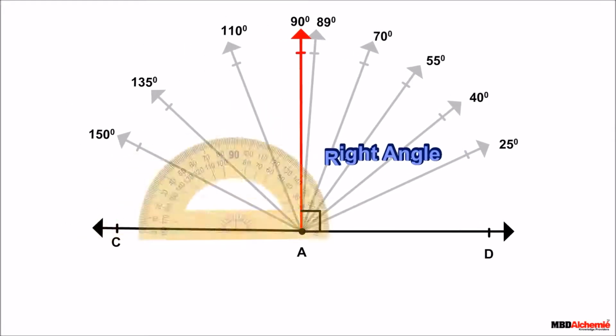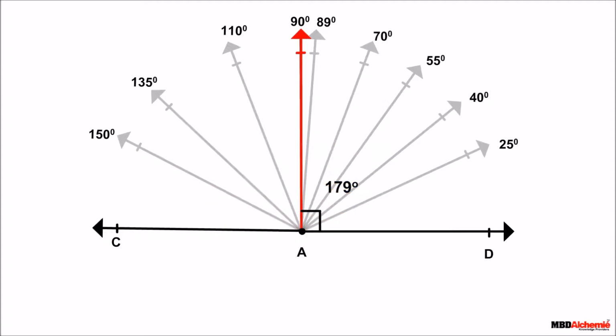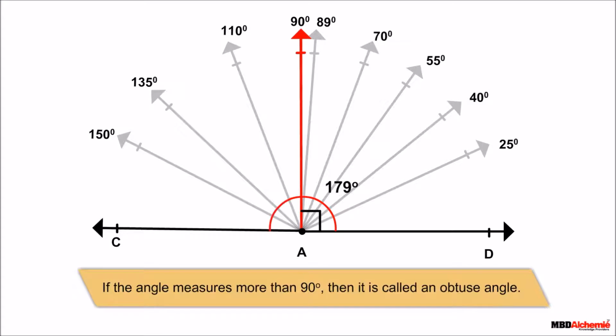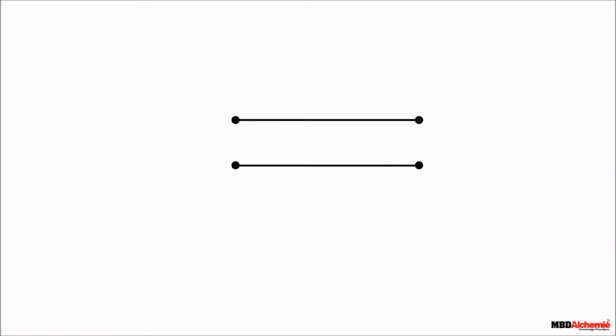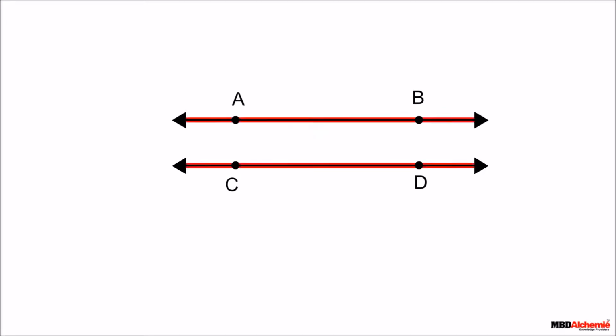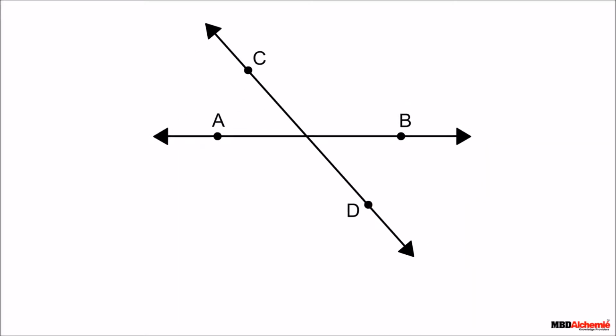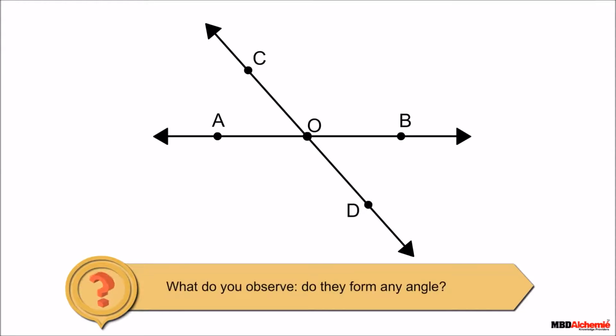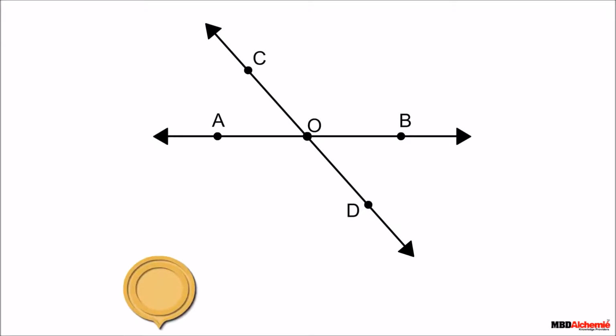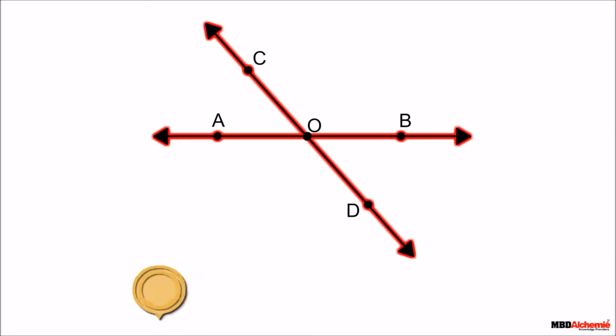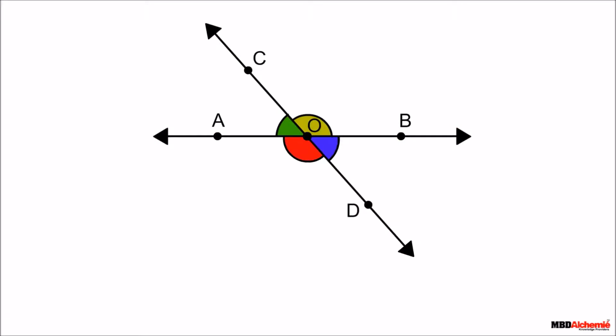If I move up this ray like this, up to 179 degrees, what kind of angle does this form? If the angle measures more than 90 degrees, then it is called an obtuse angle. Let's draw 2 line segments, which can be extended in both the directions to form 2 lines like this. If I place these lines in such a way that both lines intersect each other at point O, then what do you observe? Do they form any angle? And if yes, then how many angles? These lines form 4 angles: number 1, angle AOD, number 2, angle DOB, number 3, angle BOC, and number 4, angle COA.